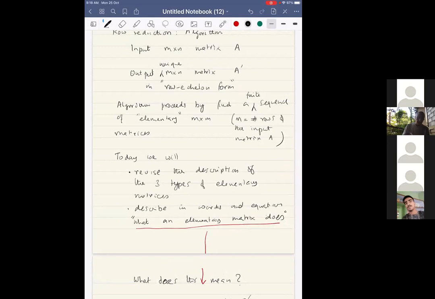But before I go further with elementary matrices, let me finish this sentence. So the algorithm proceeds by finding a finite sequence of elementary matrices E1. Let me again keep the same sequence as in the notes.